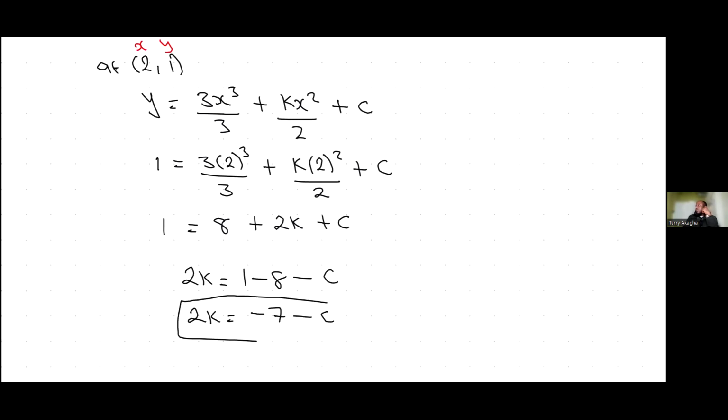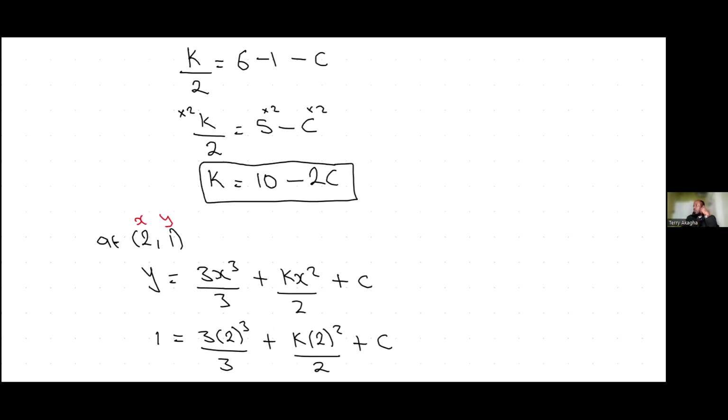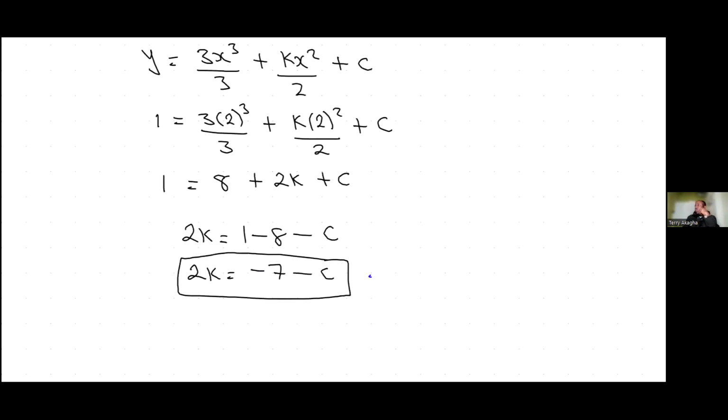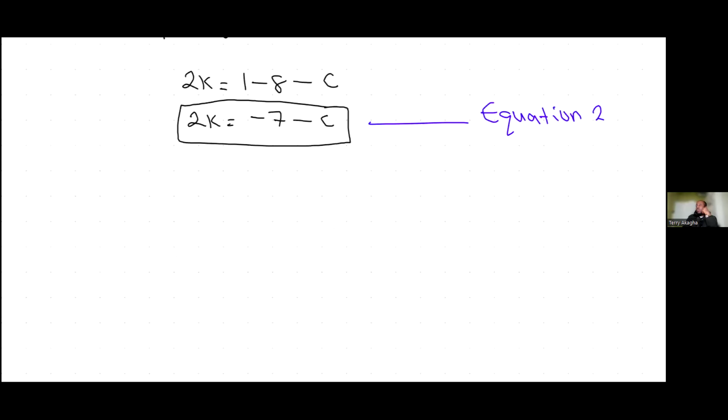Now you can see that we have two equations here. I have this one, I can call this equation 1. And I also have this one here, I can call this equation 2. So now, because I have equation 1 and 2, I can use simultaneous equations here. I can solve equation 1 and equation 2 simultaneously.